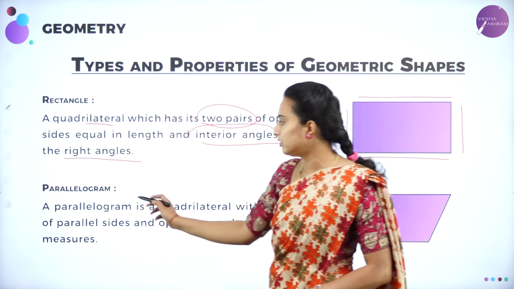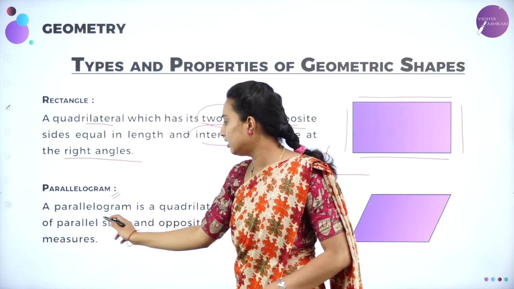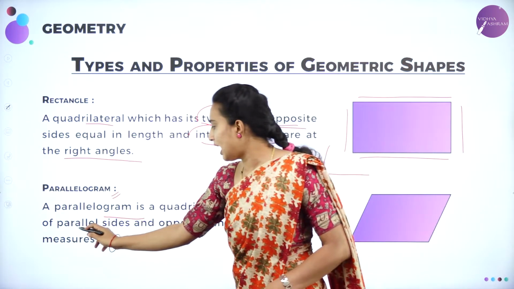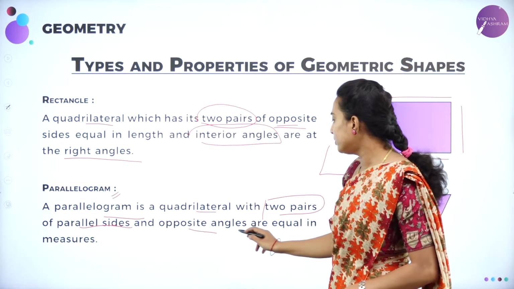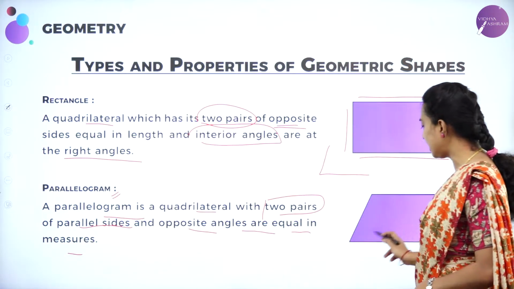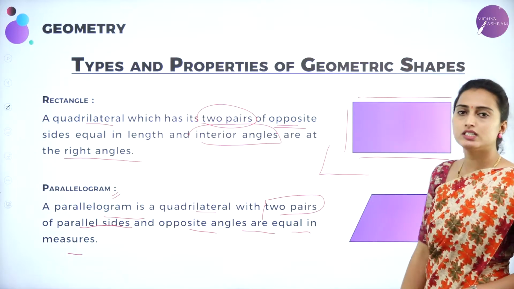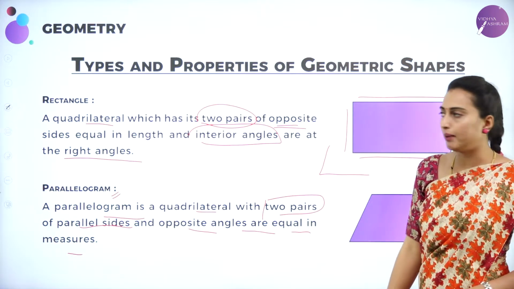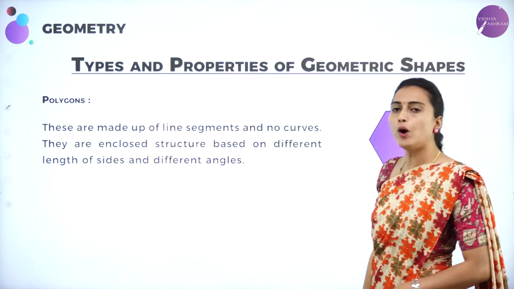Next, we'll be moving on to the parallelogram. A parallelogram is a quadrilateral with two pairs of parallel sides and opposite angles are equal in measure. Two pairs of parallel sides, isn't it? And opposite angles are equal in measure, right? This is a parallelogram.